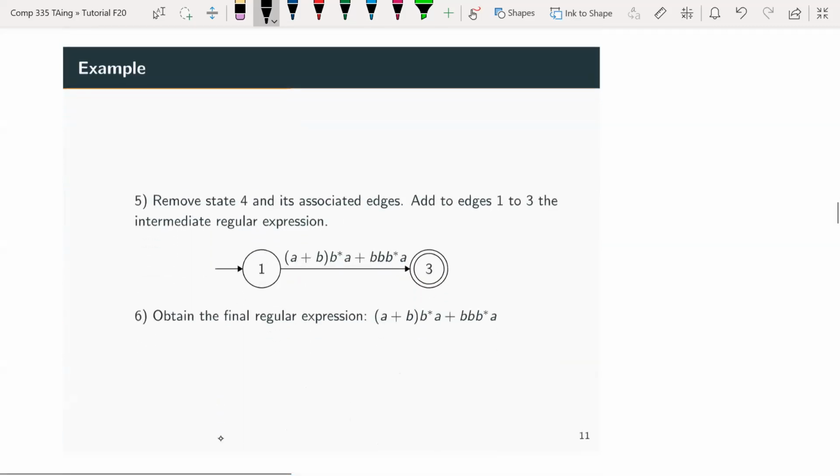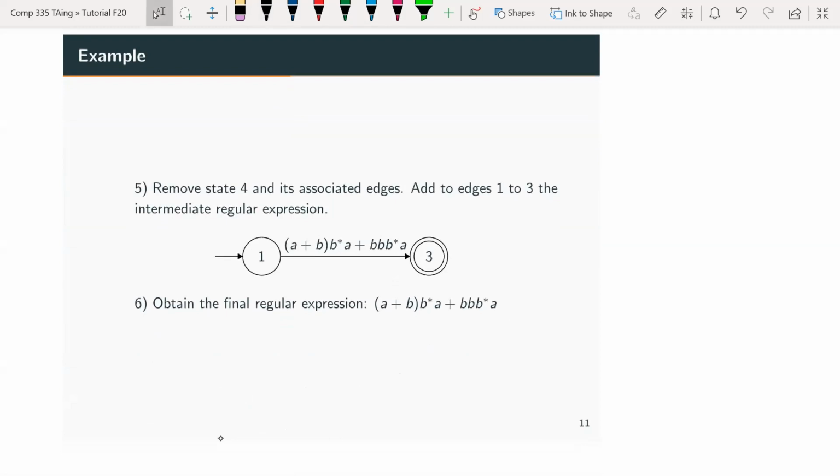And so the final GTG, the final general transition graph that I get, is this one. And so now we can clearly see that the regular expression that corresponds to this graph is just this, and that's because any string that has this pattern is going to go from 1 to 3, and 3 is a final state.